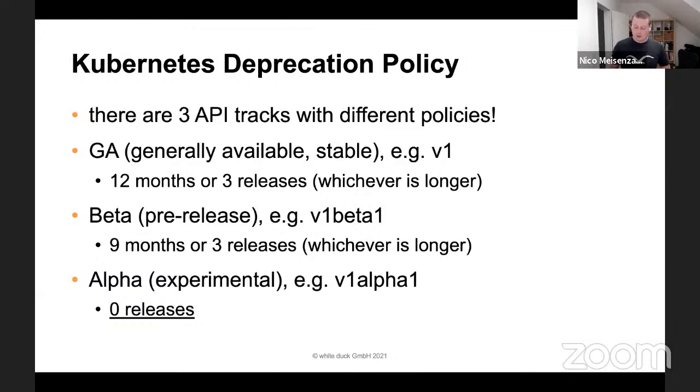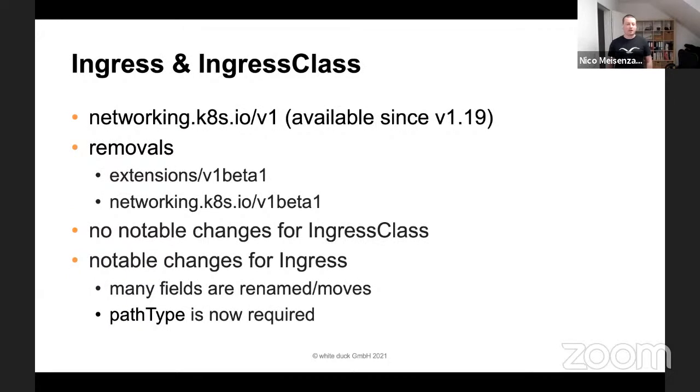Now going over to the list of removals. The first one is around Ingress and Ingress class. For Ingress, we have the networking API in version 1, which has been available for quite a long time, since 1.19. Therefore, it is now time to remove the old versions. There are 2 here. First, networking v1beta1, the beta version of the now stable version, but also the Ingress API before that one, which was extensions v1beta1. Both have been deprecated for a long time, and are now removed from the Kubernetes code.